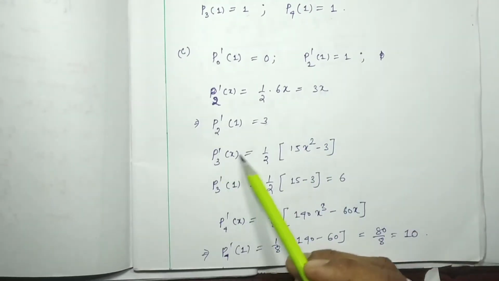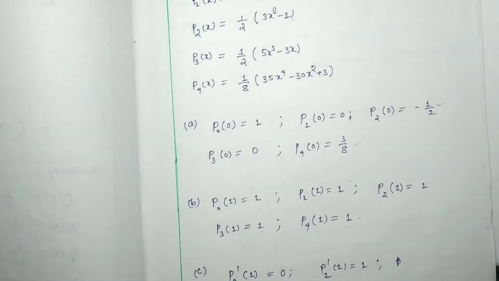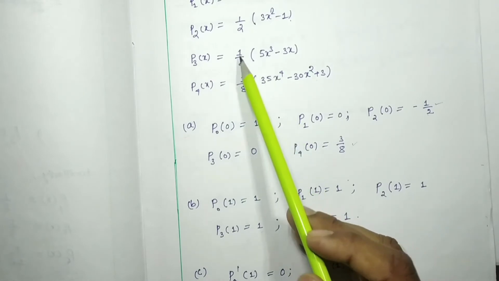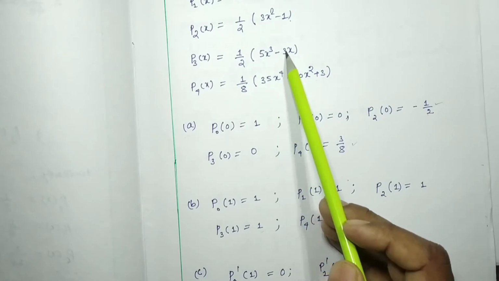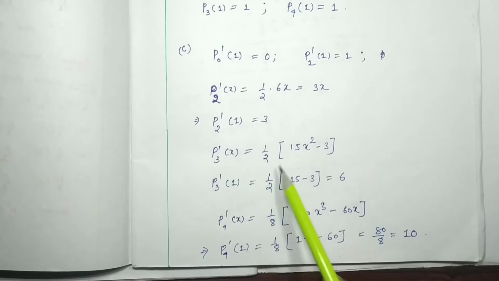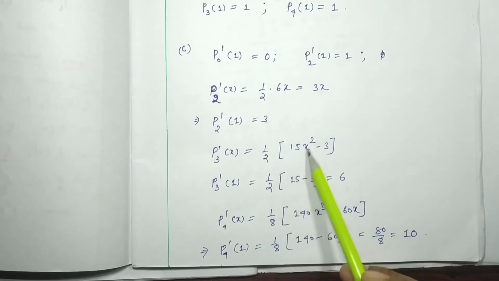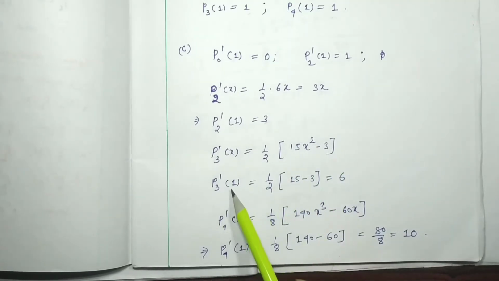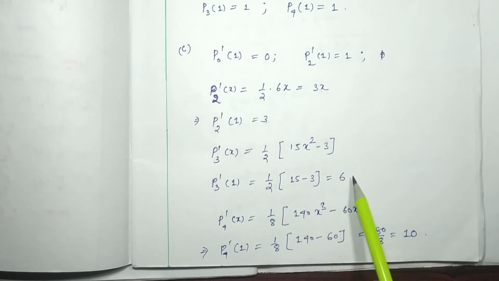Next P3 dash x. P3 dash x means first we have to consider the first derivative of P3x. P3x will be 1 by 2 into 5x cube minus 3x. So the first derivative of P3x, that is P3 dash x, will be half of 15x square minus 3. Now we have to put 1 instead of x, so it will be 1 by 2 into 15 minus 3. 15 minus 3 is nothing but 12. 12 by 2 equals 6.